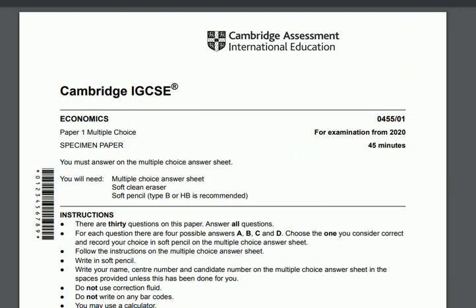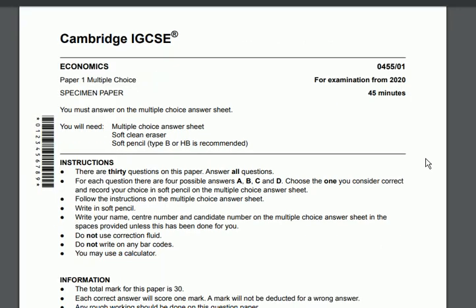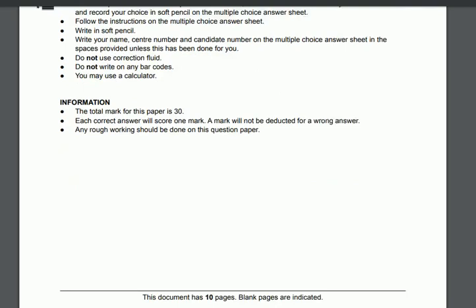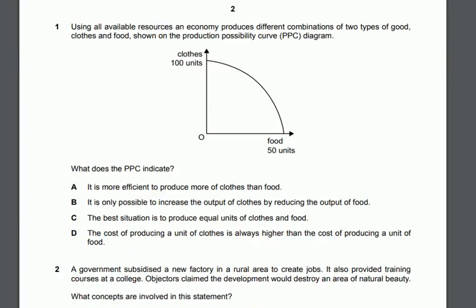Here is the multi-choice, look for the code. This is from 2020, this particular paper. Answer all questions, total mark is 30. And for example here you've got number 1 PPC diagram. What does the PPC indicate? It is more efficient to produce more of clothes and food, etc.